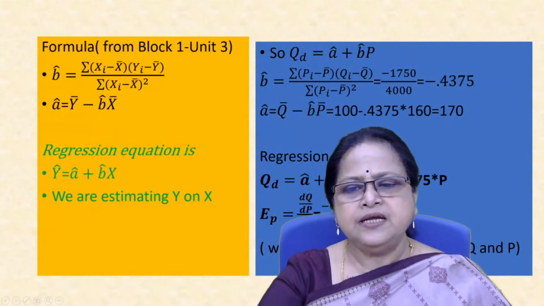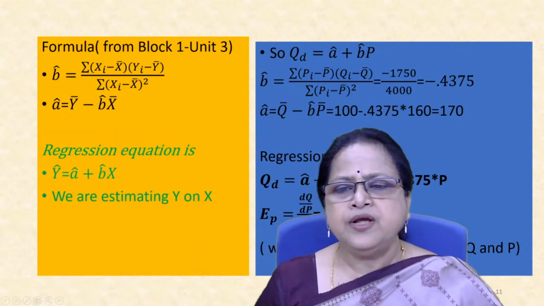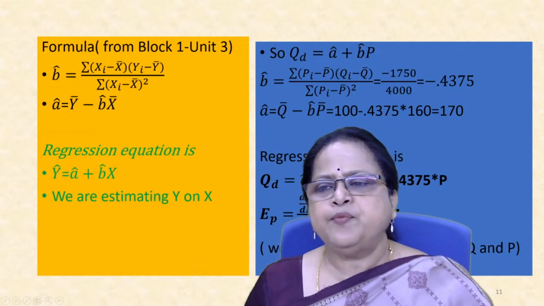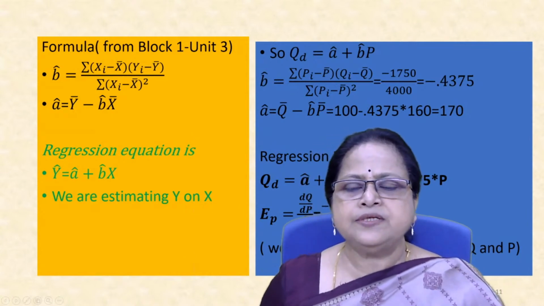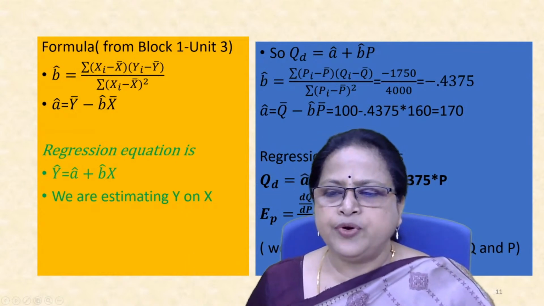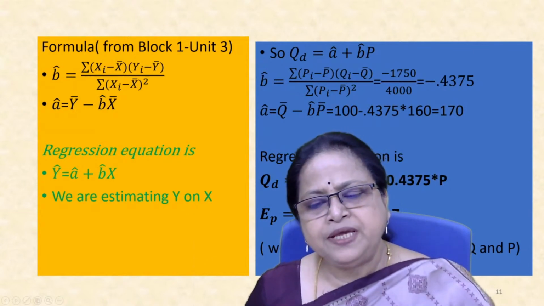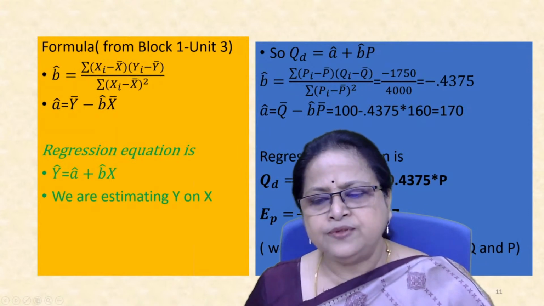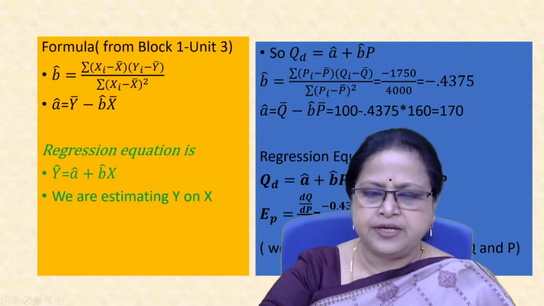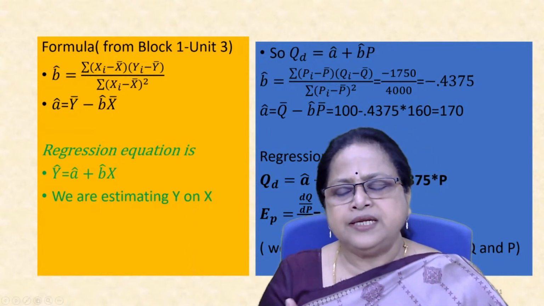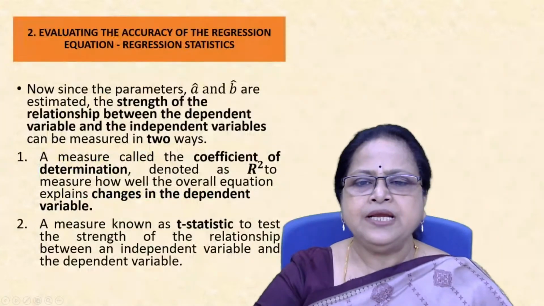Now from that, we can find the equation: B hat is equal to minus 0.4375, and A hat is equal to 170. So we can write the regression equation: Qd is equal to 170 minus 0.4375 into P. And elasticity of demand is equal to dQ by dP times P by Q. Here we have taken the mean values of Q and P. That gives you minus 0.7. So the regression equation is estimated from the actual data given, and then from that we can find the elasticity of demand.